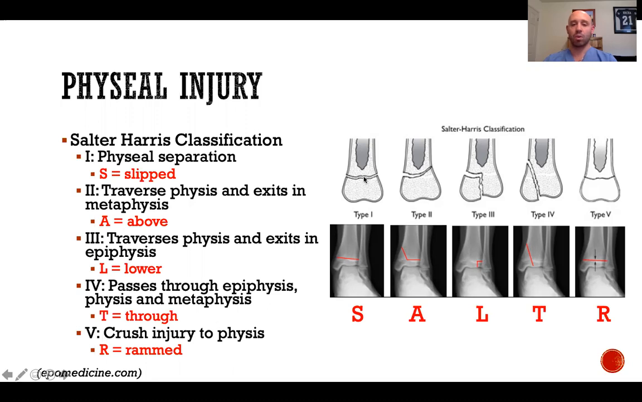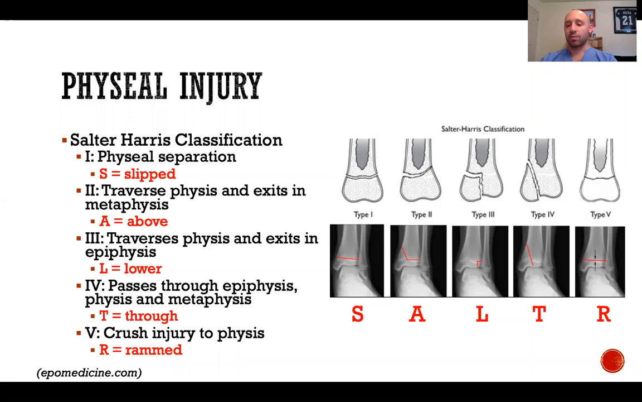So a type 1 corresponds to S of Salter, and the S stands for slipped. So again, it's an injury through the physis. Type 2 is A for above, and that means that it's above the physis, so it's through the metaphysis. L is for type 3, and that stands for lower, and that's going to be below the physis, and therefore it goes through the epiphysis.